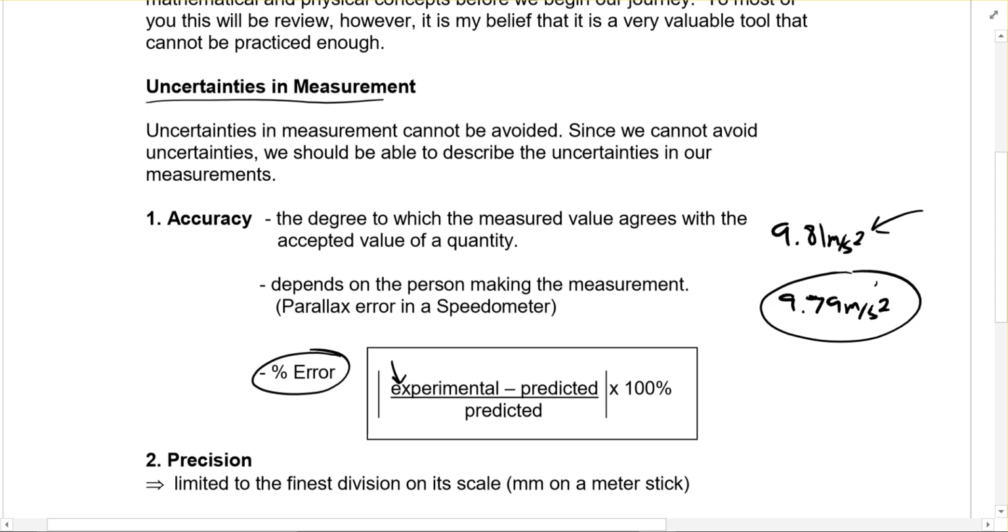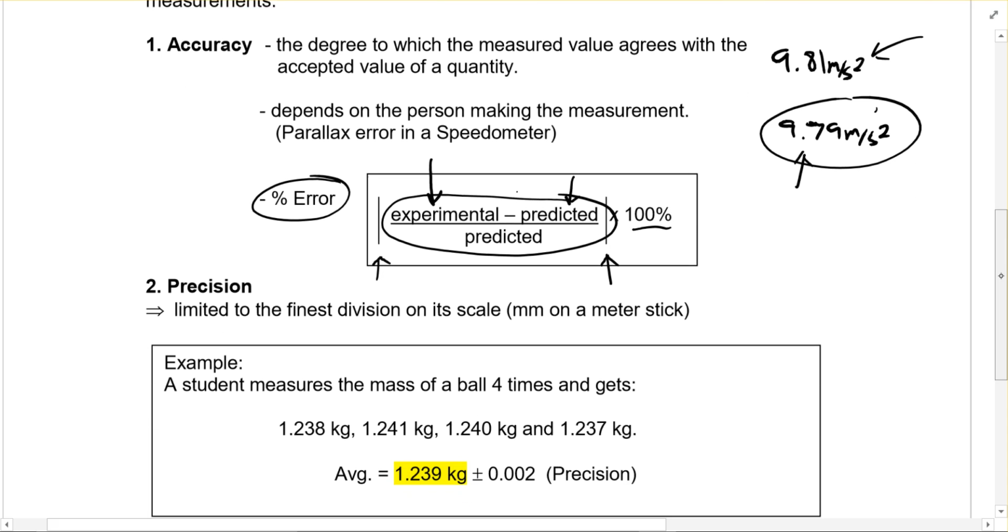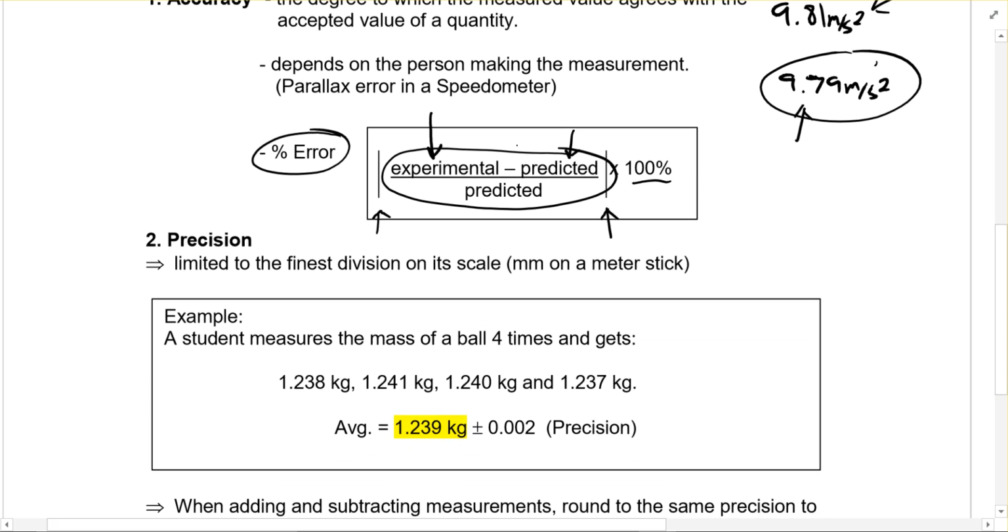All you do for that is put in your experimental value here, so that's going to be your 9.71 meters per second squared. That's your experiment, right? You subtract the predicted value, which is 9.81, and then divide it by the predicted value. What these lines on the side mean is absolute value, so if you get a negative answer in here, you just make it positive, and then multiply by 100. That gives you your percent error. I'll give you a chance to do some of these questions at the end of this lesson. So that's accuracy, how far off you are from the actual predicted value.